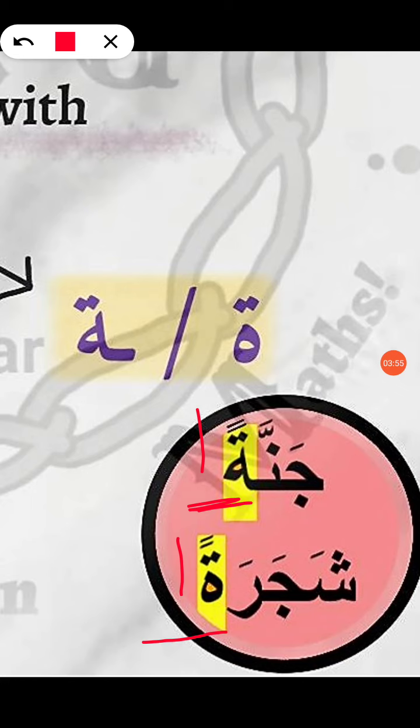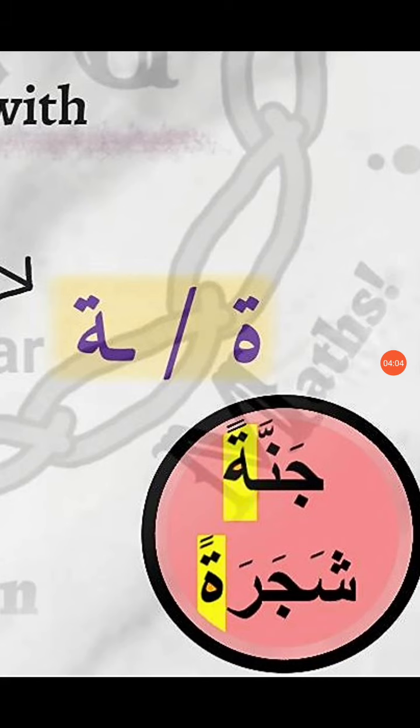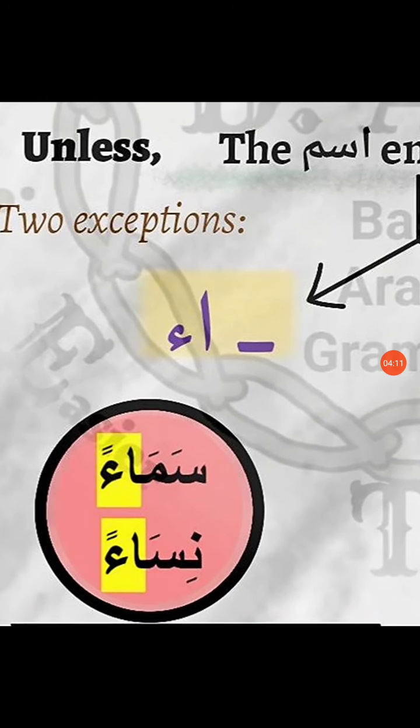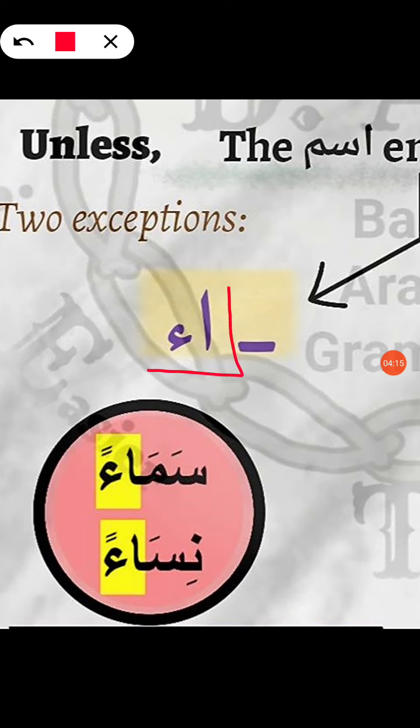It wouldn't make any sense. So if an ism is ending with ta marbuta, which is its official name, or the round ta or the gol ta, then you do not add the post-tanween alif. And the second situation is that if the ism ends with an alif hamza combo, you do not add the post-tanween alif. For example, we have the words sama'an and nisa'an. Notice how there is no post-tanween alif here.